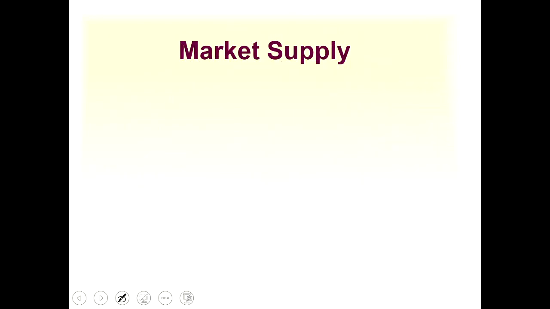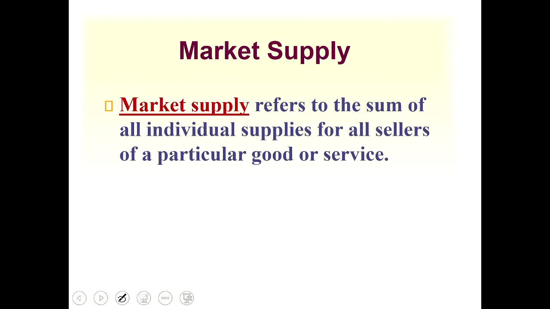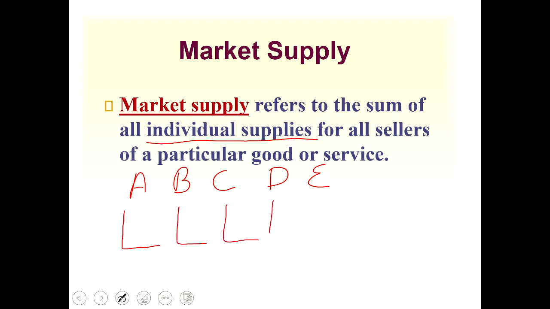Alright, so let's talk about market supply. Market supply refers to the sum of all individual supplies for all sellers of a particular good or service. So the graph that we saw previously of the supply curve was the supply curve graph of an individual supplier. So assume there are 5 different sellers: A, B, C, D, E. And we are going to make graphs of each of them. Alright, and then we will make a market supply curve.